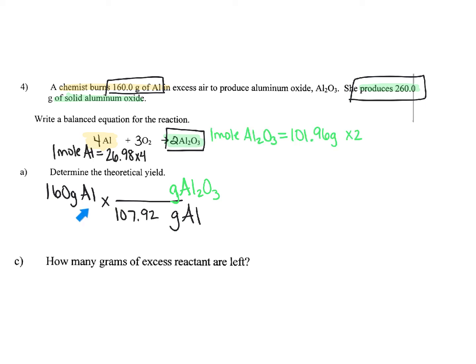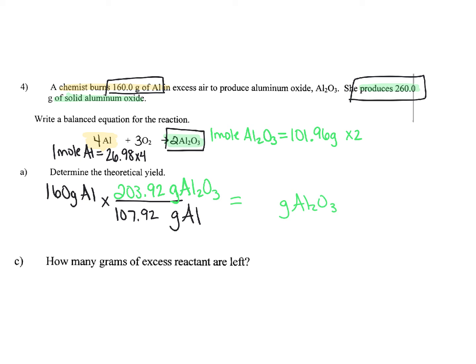So I looked on the periodic table, 1 mole of aluminum weighs 26.98 grams, multiply it by 4, that comes out to 107.92 grams. Then 1 mole of aluminum oxide weighs 101.96 grams, multiply that by 2 because we have 2 moles of it, that comes out to 203.92 grams. Now solving this problem is going to tell me how many grams of aluminum oxide I should have gotten.